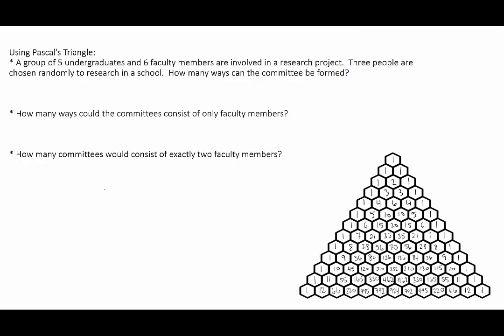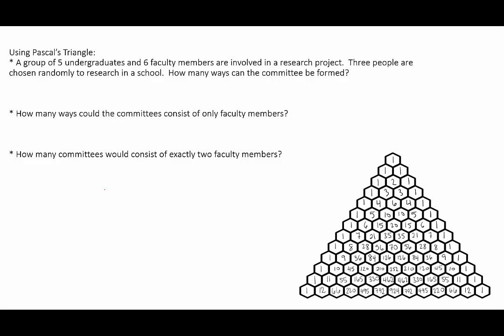So here's one. This is just a standard combinatorics question, or a combination question. A group of 5 undergraduates and 6 faculty members are involved in a research project. 3 people are chosen randomly to research in a school. How many committees can be formed? I always encourage you, pause the video, see if you can come up with the answers by yourself, and then when you can, check back with me.